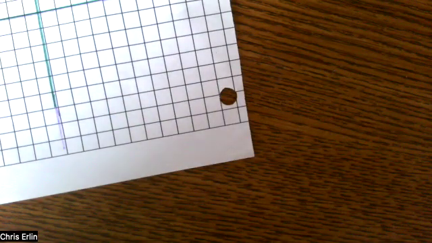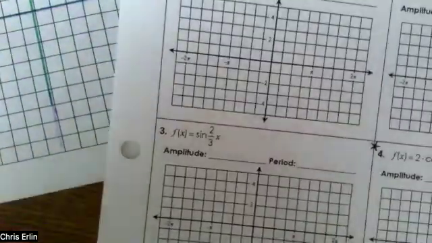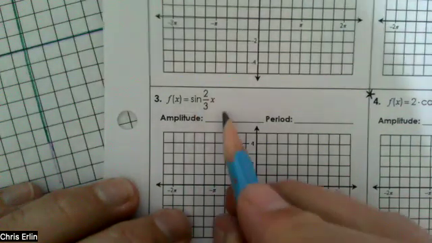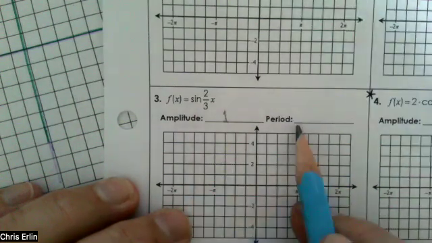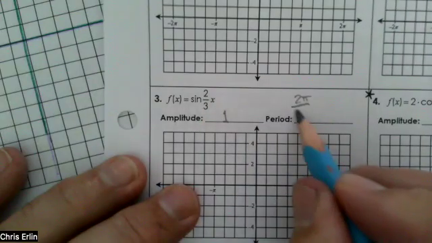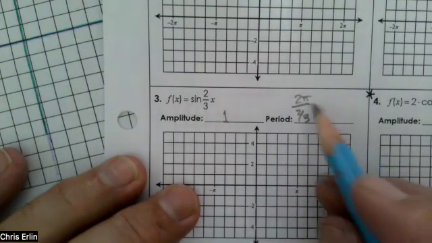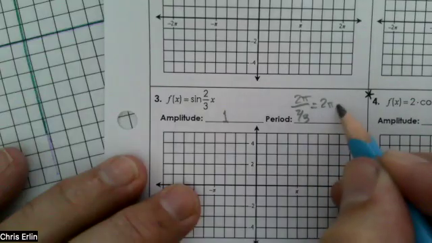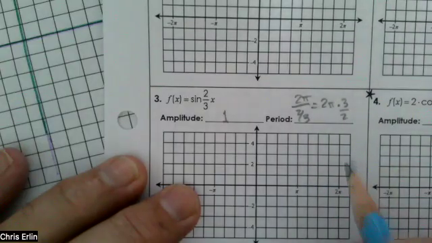Let's see if there's any other good ones we want to do here. Let's try this one, sine of 2/3 x. So the amplitude, because there's nothing in front, is still 1. The period, normally it's 2 pi, and I divide it by this value, 2/3. Dividing by a fraction is tough sometimes, but I can just copy, change, and flip.